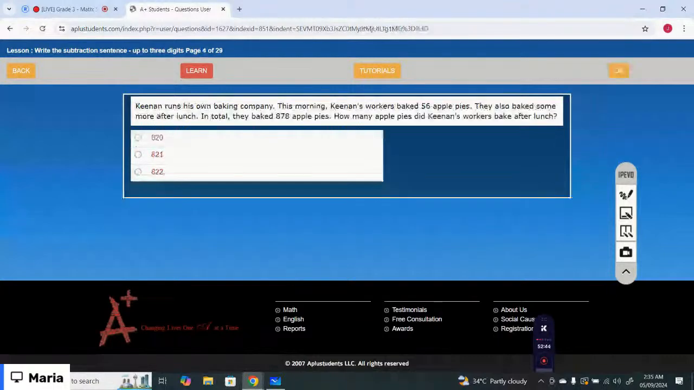Okay, the next one is Keenan runs his own baking company. This morning, Keenan's workers baked 56 apple pies. They also baked some more after lunch. In total, they baked 878 apple pies. How many apple pies did Keenan's workers bake after lunch? You are given 878, right? So 878 take away 56 is, that is 822. Option number 3 is the correct option.